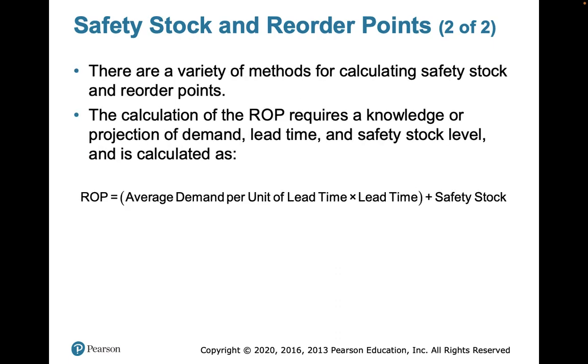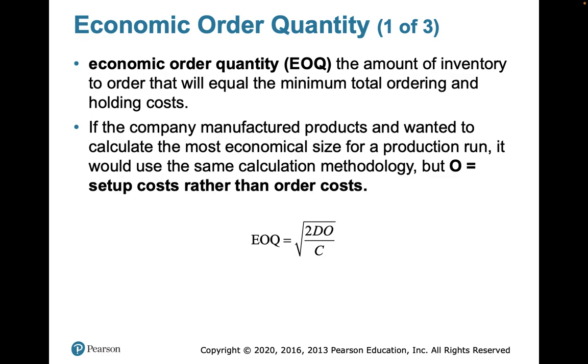For reorder point, the formula is average demand per unit of lead time times lead time, plus safety stock. You can actually try to calculate your reorder point and get this figure.